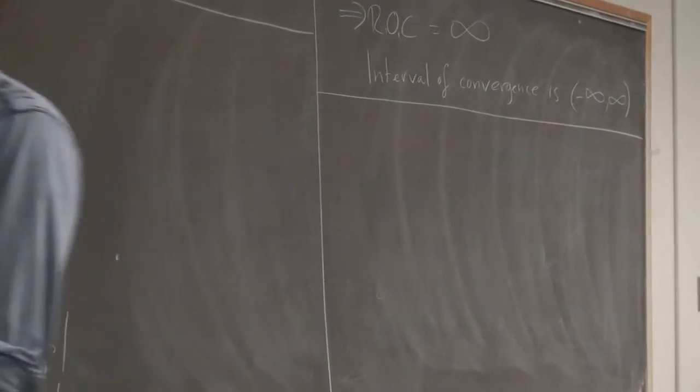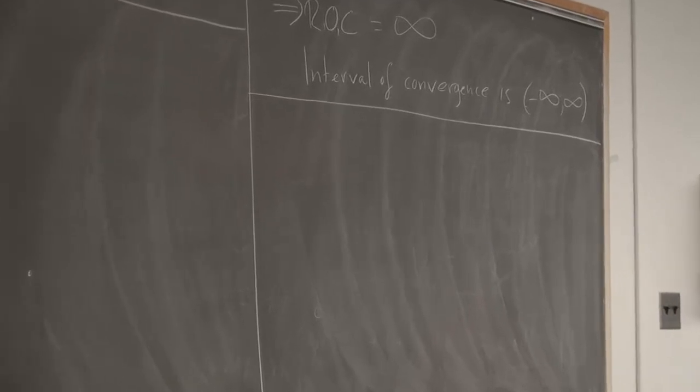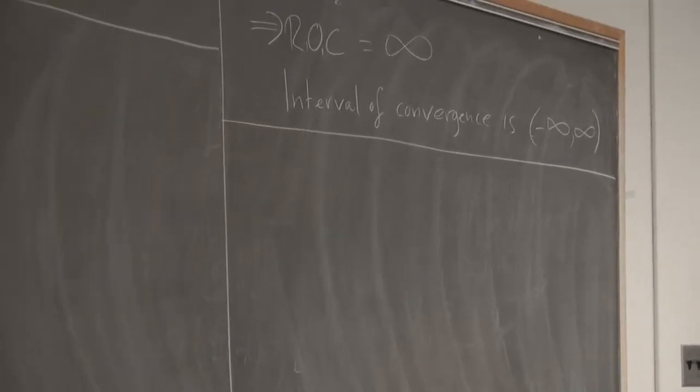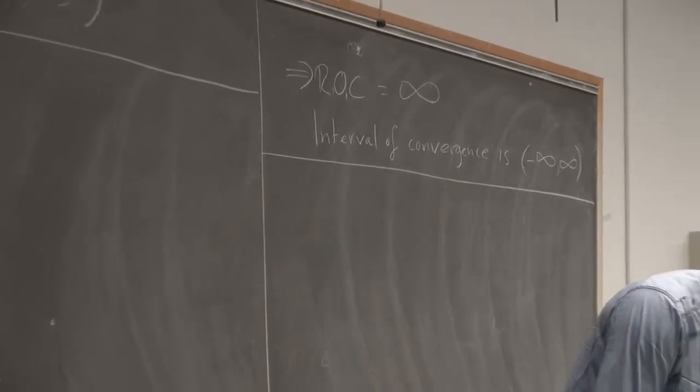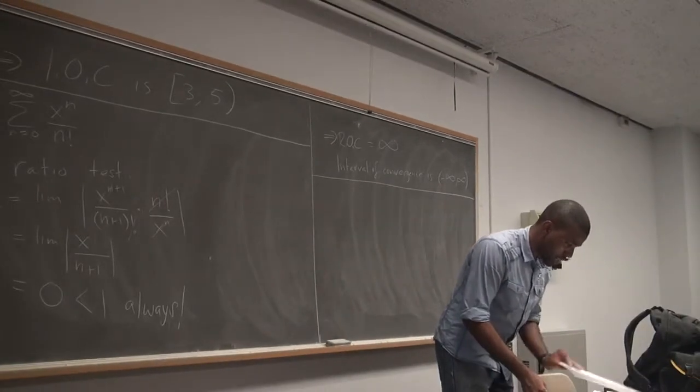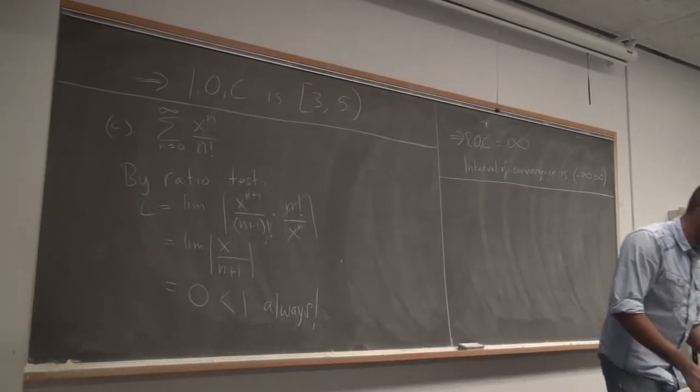The interval of convergence and the radius of convergence for that is infinite, everywhere, right? And yes, we're going to soon see that that actually represents the function e to the x, but maybe after the break. So we'll take a 10-minute break.